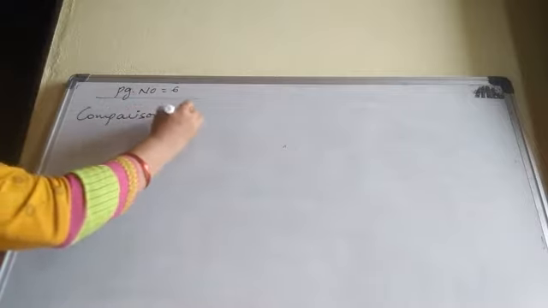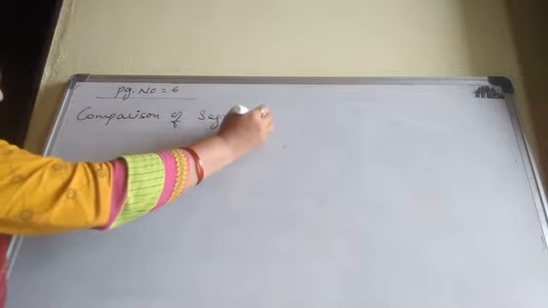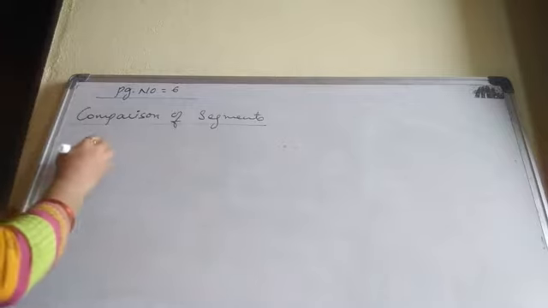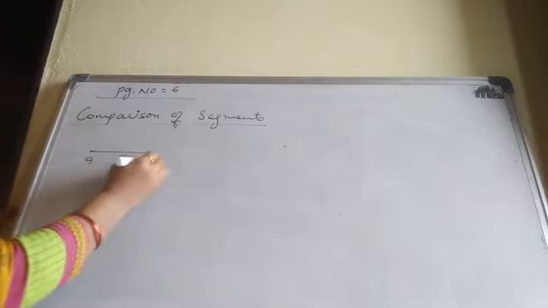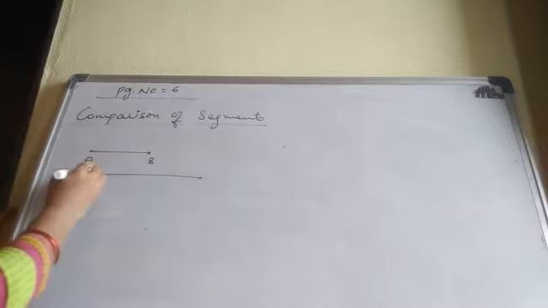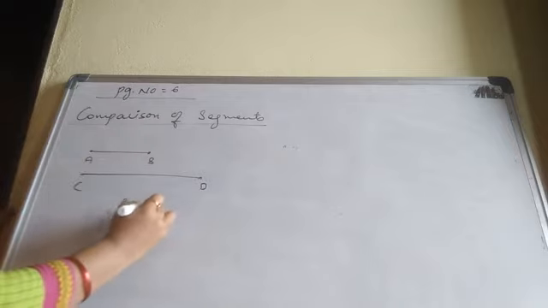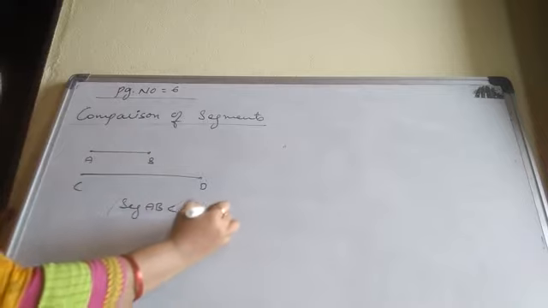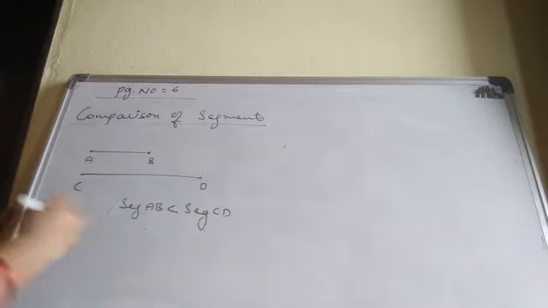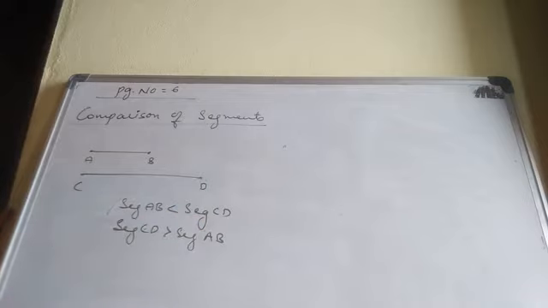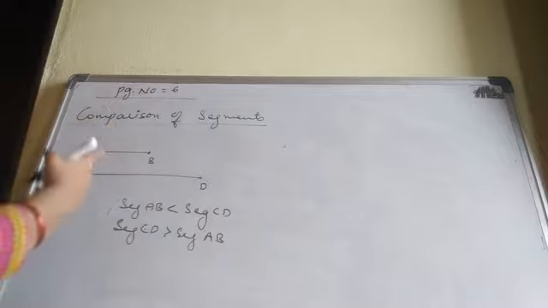Students, now coming to the next definition, comparison of segments. Comparison means what? Greater than, smaller than, equal. If there are 2 segments, see here, I will draw the figure. Here I am drawing segment AB, another segment CD. So here how can I write? Segment AB is smaller than segment CD. Yes or no? Otherwise, segment CD is greater than segment AB. Yes or no? These are the comparison of segments.